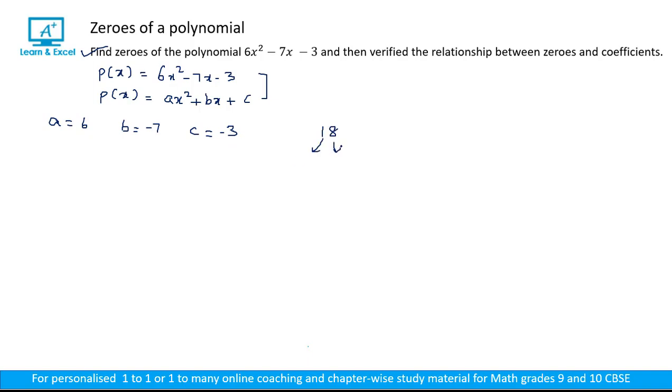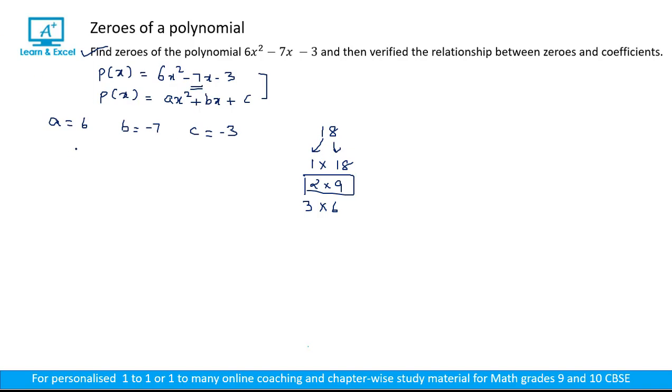Let us write all the factors of 18. So we will have 1 into 18, 2 into 9 and 3 into 6. These are all the factors. Now we will have to look at all the factors and find one factor whose sum or difference is going to give us -7. So we can look at this factor 2 into 9. We can write this as -9x plus 2x will give us -7x.